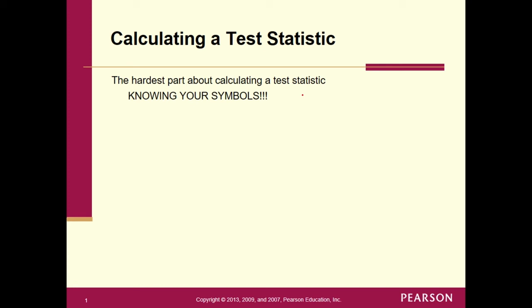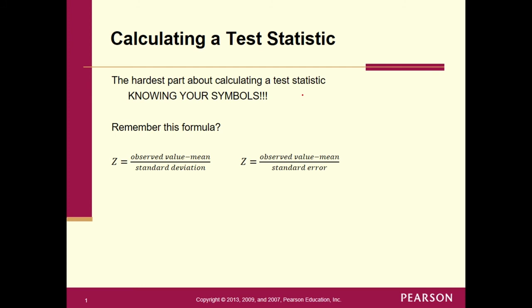If you haven't memorized those things, it's time to memorize because if you don't know those symbols, you're not going to be able to put things correctly into the formula for the test statistic. Okay, and it's going to be easy to switch things around. All right. So remember this formula back in chapter 2.